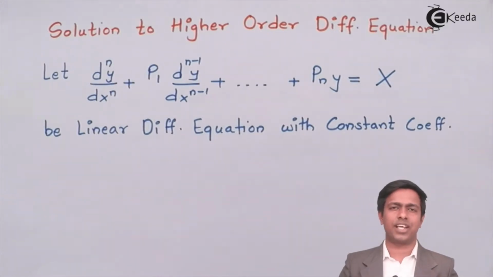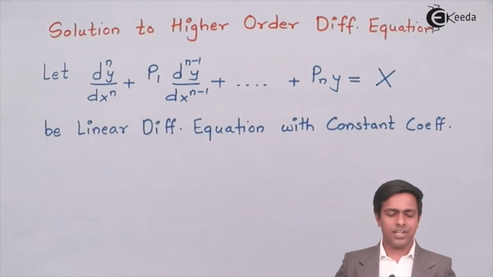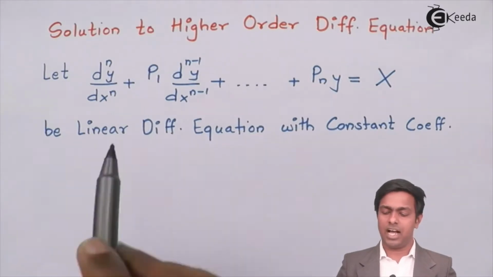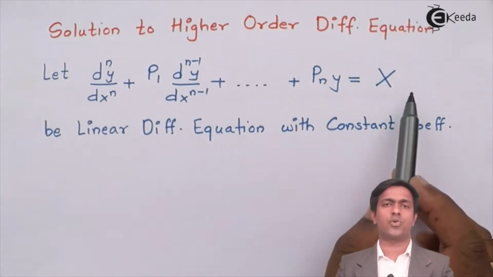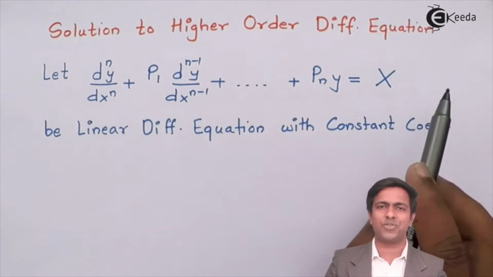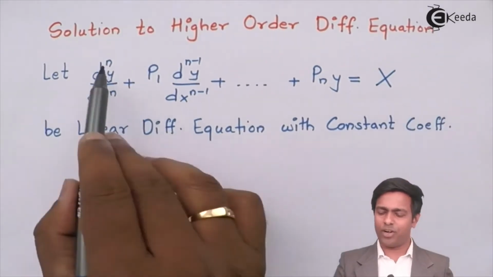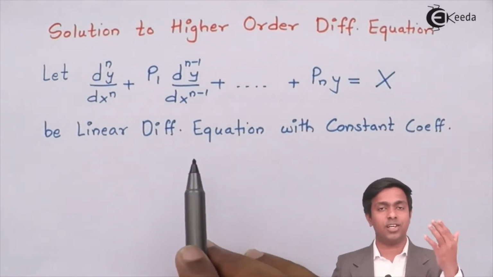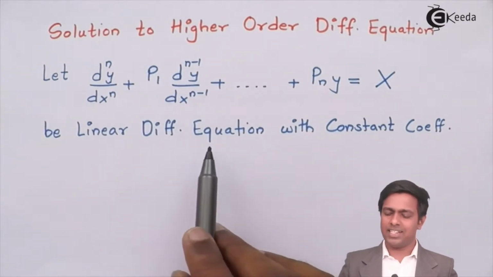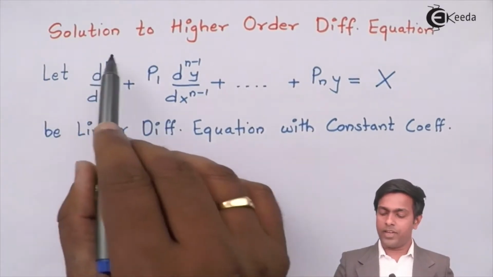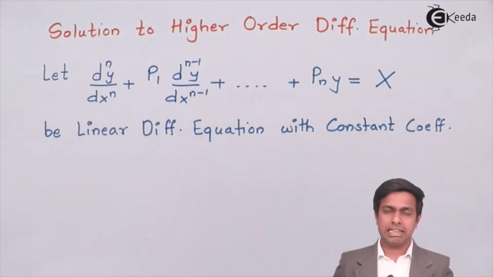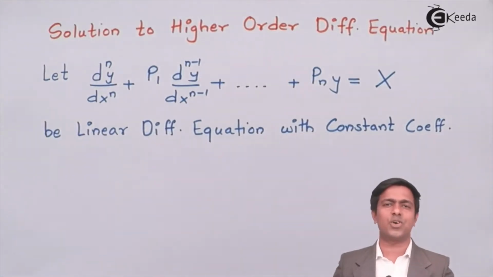Differential equation is taken. Now, this differential equation is the higher order differential equation with constant coefficient, or the linear differential equation with the constant coefficient. And we have already seen this type of equation in the last video. So guys, if we have assumed this equation, then how to find out the solution of this equation?